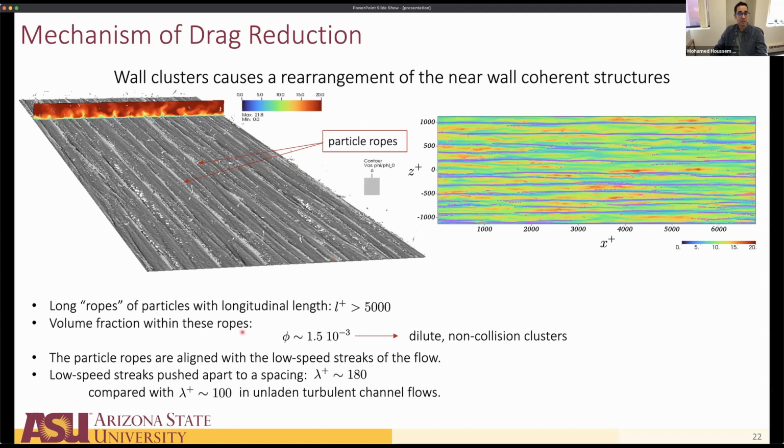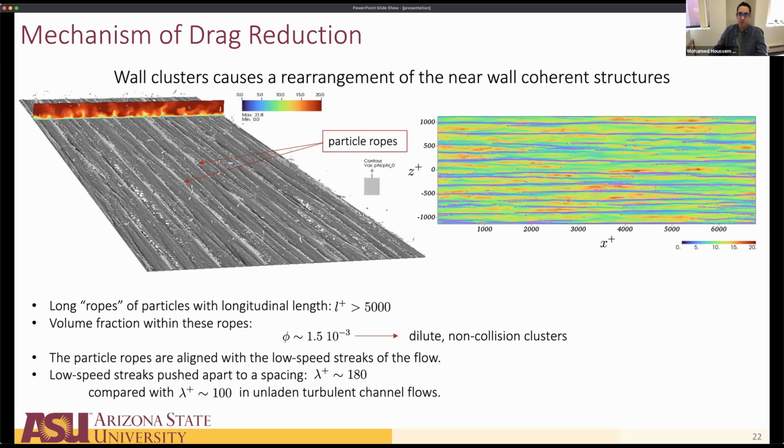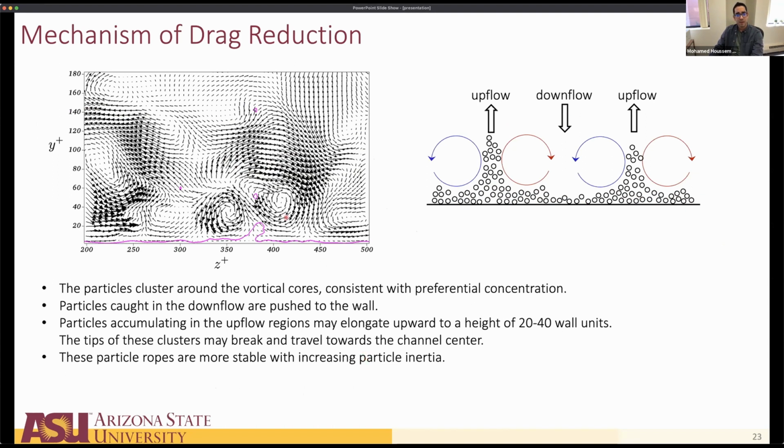Now, what I want you to also keep in mind is that these ropes, they're not collisional clusters. The volume fraction here is about 10 to the negative 3. And these ropes, when you look at the streamwise velocity, you see that they're aligned with the low speed streaks. And what's also so interesting here is that the spacing between the low speed streaks, which is usually 100 wall units in unladen turbulent channel flows, regardless of the Reynolds number, now increases to 180 wall units. So the particles do mess up the near wall coherent structures.